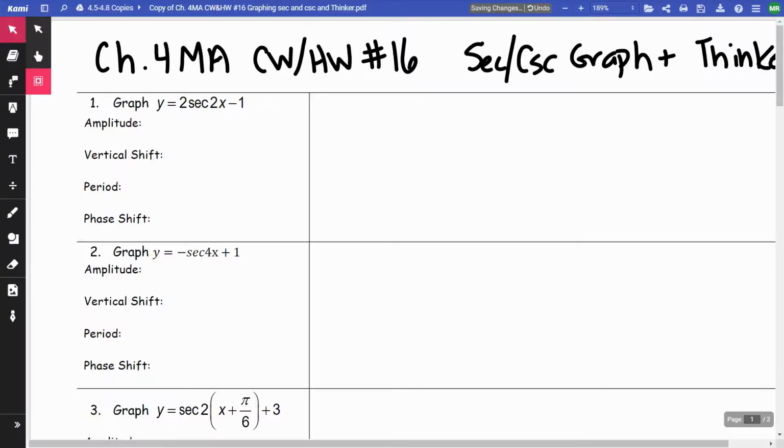So this video is for Integrated 2. This is Chapter 4 MA, classwork/homework number 16. And this is dealing with graphing secant and cosecant. So we got to remember that these are reciprocals of sine and cosine.